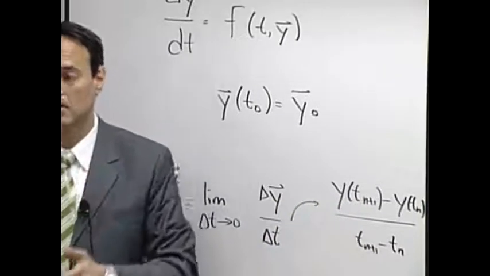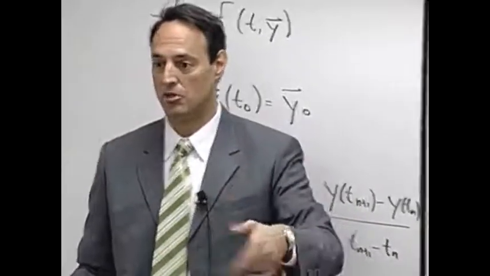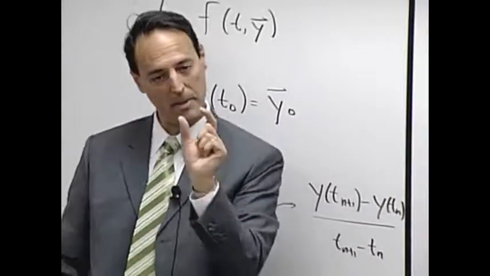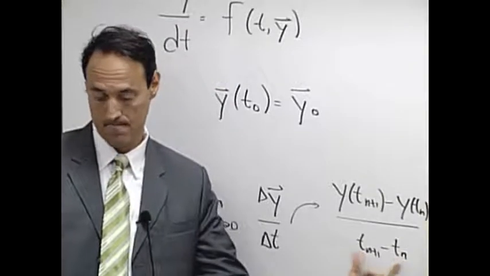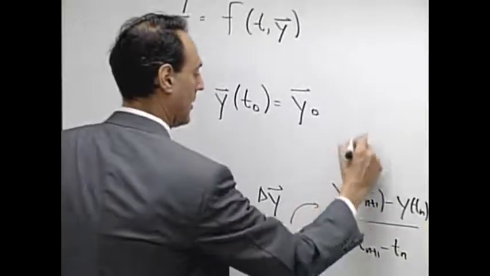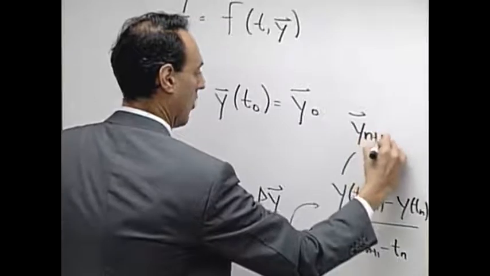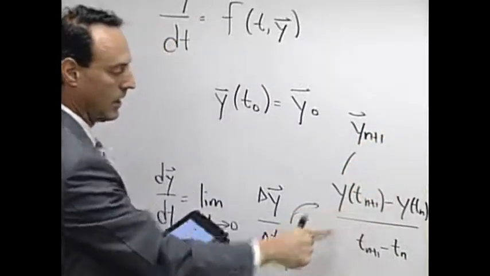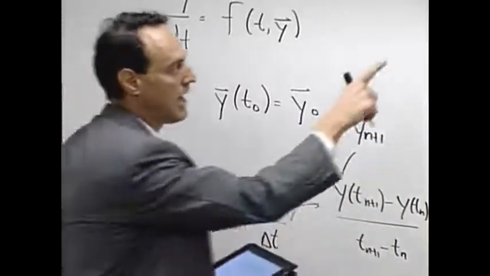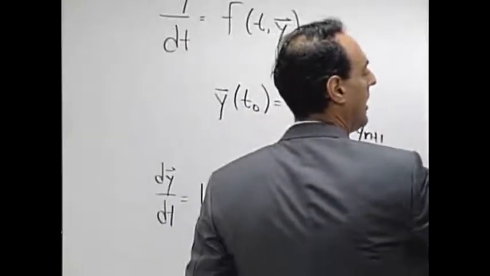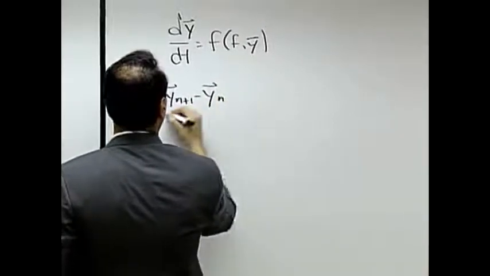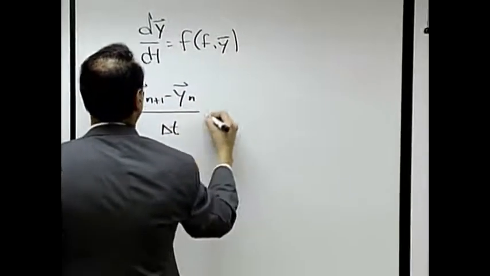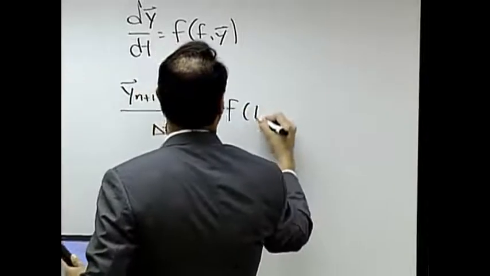At time t of n plus 1 is my future time. So now I'm thinking about my delta t being the difference between t of n plus 1 and t of n. And so I'll call this object here y of n plus 1. Okay? So I'm going to use this here, and now what I'm going to do is replace this formula here by y of n plus 1 minus y of n over delta t equals f of t, y.